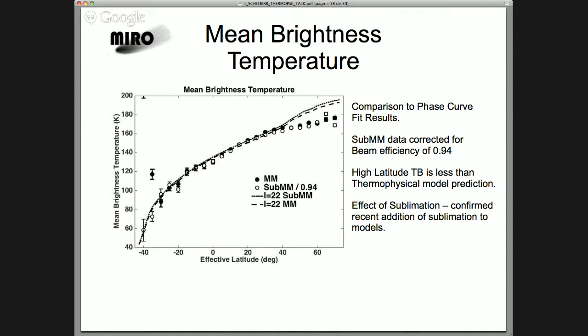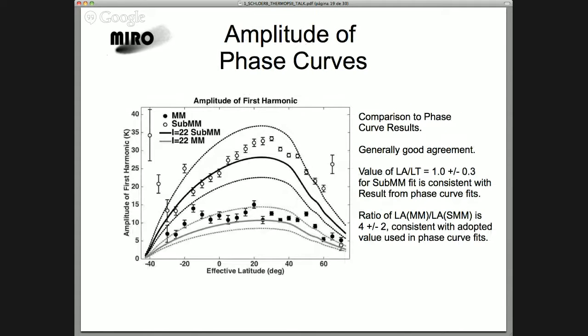Here's how the amplitudes of the first harmonic of the phase vary. The solid line is the best fit from the thermal model, and then these represent 1 sigma error bars on the thermal parameters that go into that. You can see that basically the behavior that we saw from the phase curves directly is reproduced here.